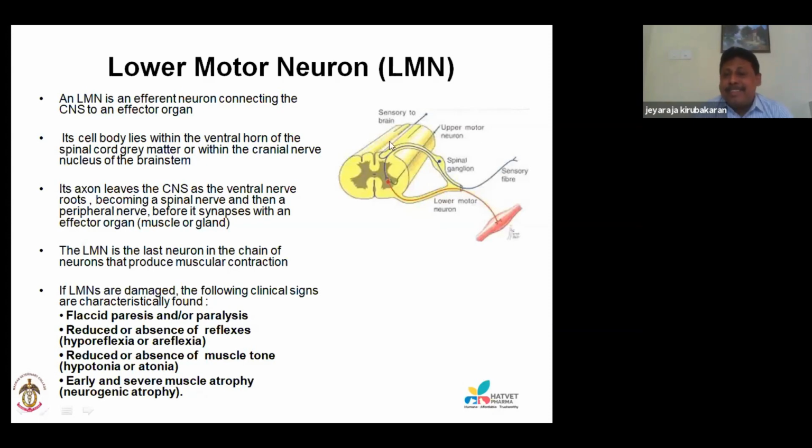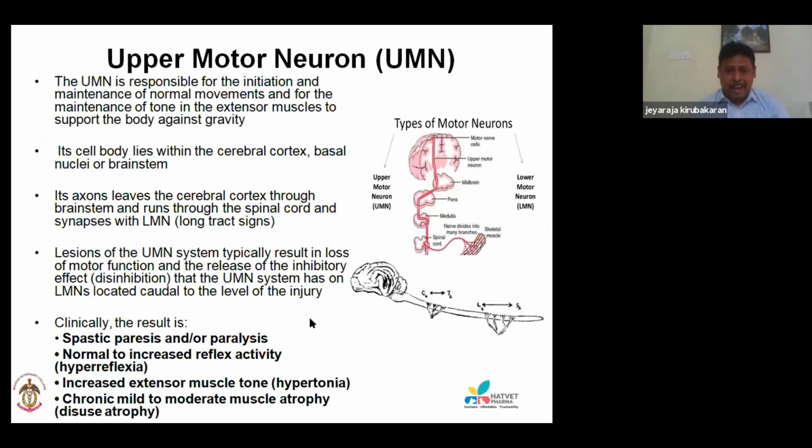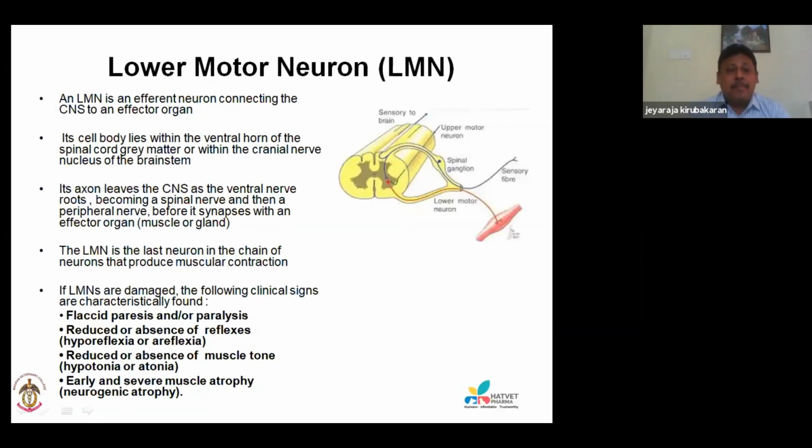So when there is a damage here, this particular action itself is lost. So what happens is, if the LMN is damaged, you have a flaccid paresis or paralysis. That is, paresis means weakness. Paralysis is complete loss of that voluntary movement. Then you have reduced or absence of reflex. If you do spinal reflex testing, you will have either reduced reflexes or areflexia. And of course, the muscle tone is reduced or absent, which we call hypotonia or atonia. And here, the muscle atrophy is quite early and severe. That is because it's a neurogenic atrophy. It's not a disuse atrophy, it's a neurogenic atrophy.